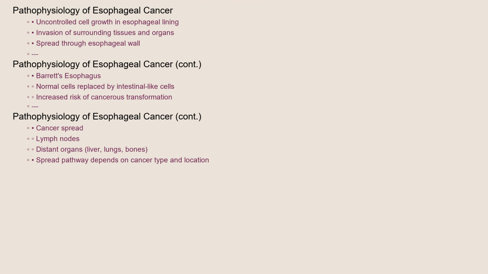Now let's explore the pathophysiology of esophageal cancer. This is how the disease develops and progresses at a cellular level. In essence, it begins with abnormal cells growing uncontrollably in the lining of the esophagus. This uncontrolled growth can then invade surrounding tissues and organs. In Barrett's esophagus, the normal cells of the esophageal lining are replaced by cells similar to those in the intestine. These altered cells are more likely to become cancerous over time. The cancer can spread through the esophageal wall, reaching lymph nodes and eventually distant organs like the liver, lungs, and bones. The specific pathway of this spread depends on the type and location of the cancer within the esophagus.